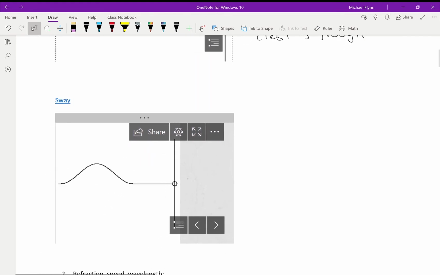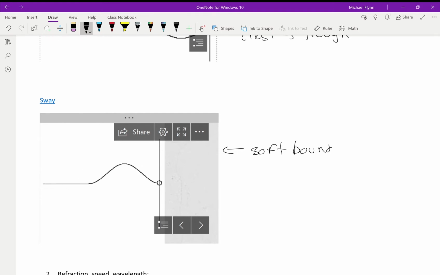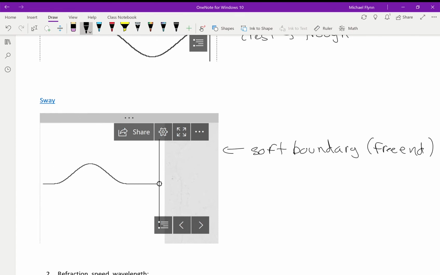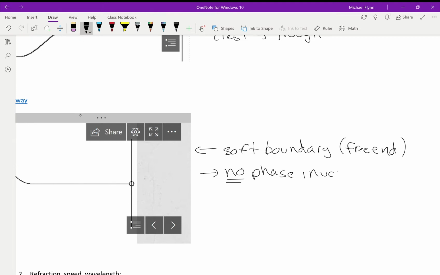Now, what happens if you don't have a hard boundary, but you have a soft boundary? So this is a soft boundary, and here you can see with the wave, its end is free to move, like it's not fixed to the wall, so it's sort of like attached to a pole or something, and it's free to move up and down. So we call that a soft boundary, or a free end. And what you can see in the soft boundary here is that we have no phase inversion. I'm going to underline the word no. There's no phase inversion this time. The wave stays the same, so a crest, for example, stays a crest.